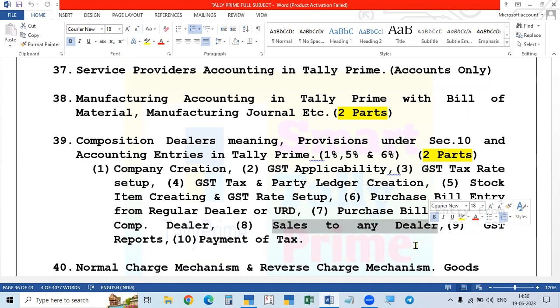That will be paid from our pocket, and that will be taken as expenses. That is why it is not shown in the balance sheet under duties and taxes. We are not creating it there. We are creating it under indirect expenses. It will be shown in the profit and loss account as expense. So how to make the entries, how that will be shown in the GST reports and how the tax is to be paid, we are going to learn today.